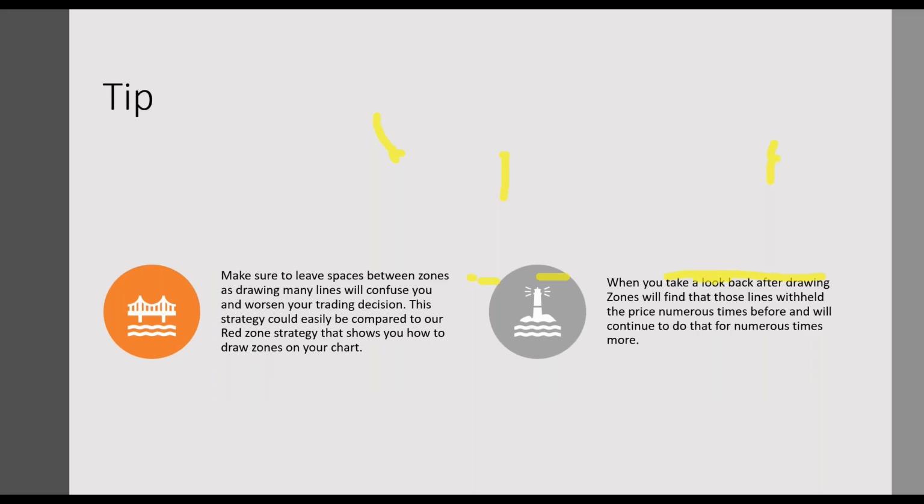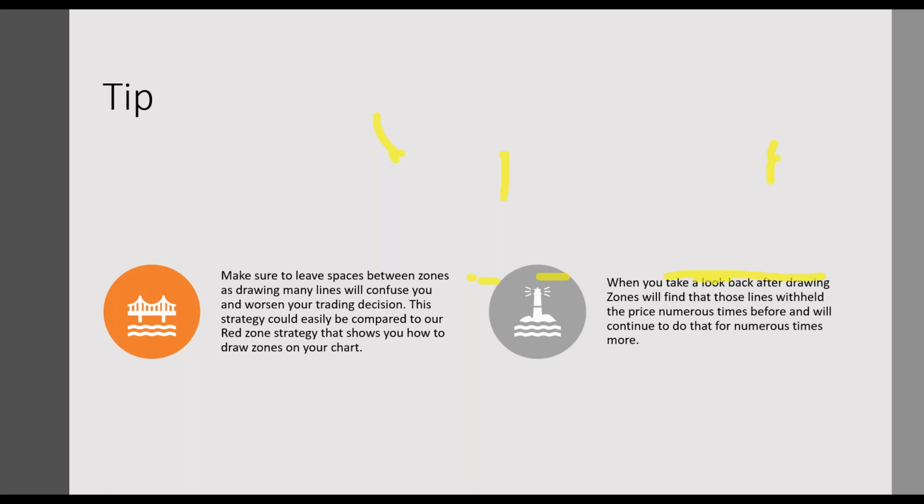One of my tips is to make sure you leave space between zones, as drawing many lines will confuse and worsen your trading decisions. It might give you too many lines, and then you're more or less just guessing. You want to find lines, zones, or levels that have strategically been important in the past many times over.